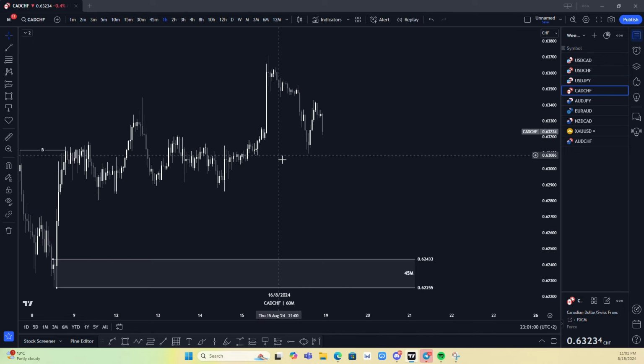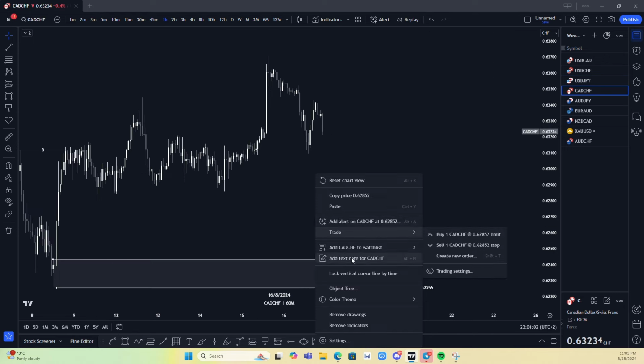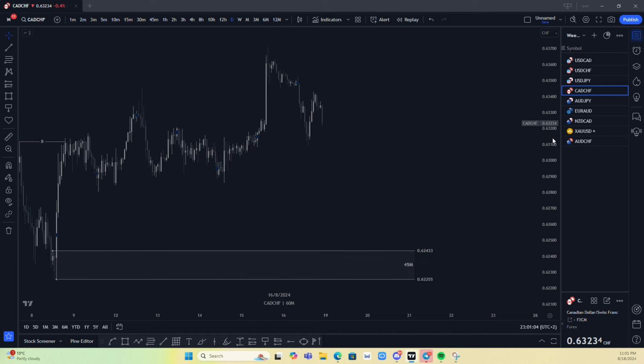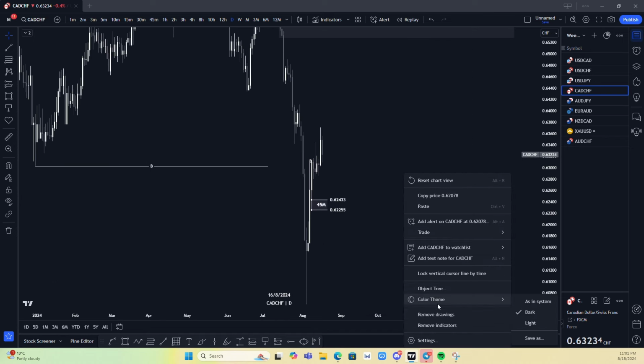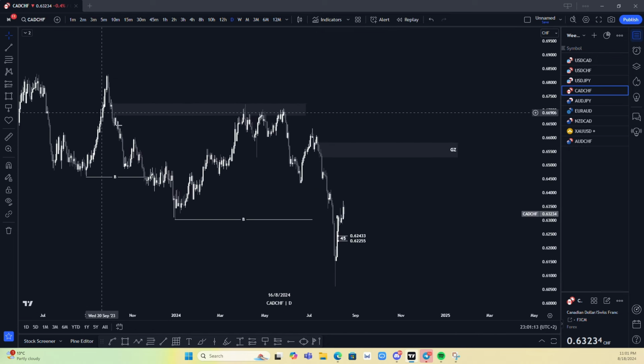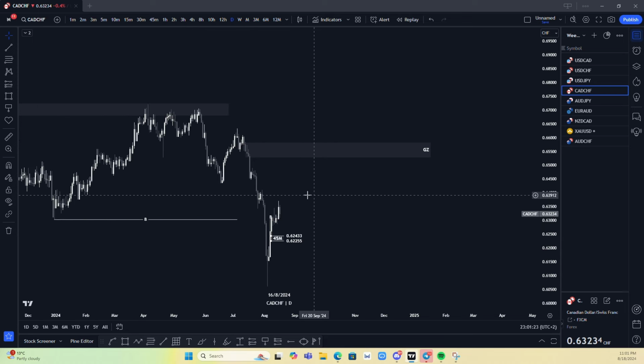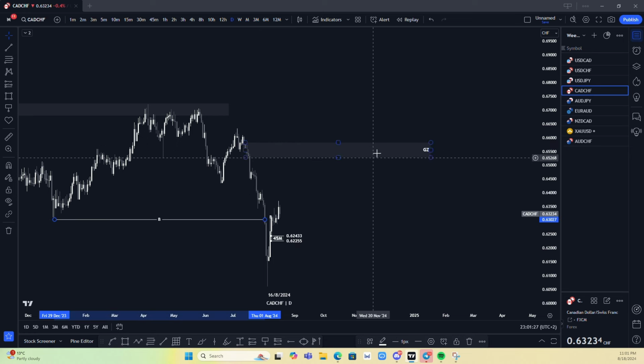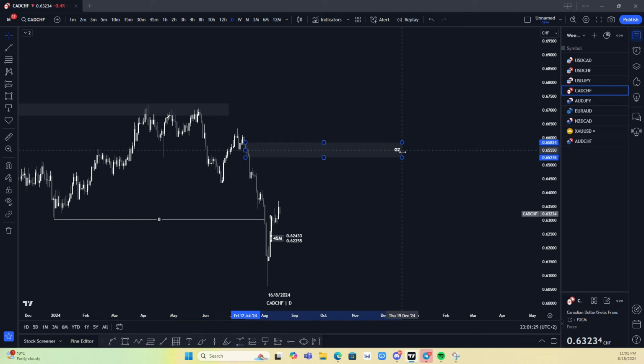Moving on to our next pair, we have CAD CHF. So now for CAD CHF, this is what we have, whereby price has been now pushing to the upside. So this here is the daily time frame. Okay, so the daily time frame, you can see that we have a bearish order flow, whereby our lower highs are being respected, and our lower lows are being violated. So now we're looking towards price pushing to the upside to mitigating our golden zone entry here.